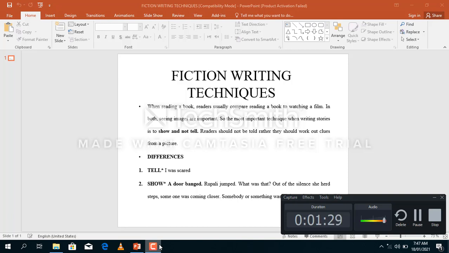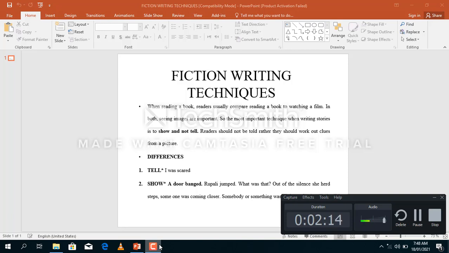They are saying, readers sometimes compare reading a book to watching a film. In both, seeing images is important. When you are reading a book, seeing an image is very important. We did this when we were looking at descriptive writing, where you are supposed to create pictures in the reader's mind. So when you write, you're supposed to create a picture in the reader's mind. This means that one of the most important techniques when writing stories is to show and not to tell.